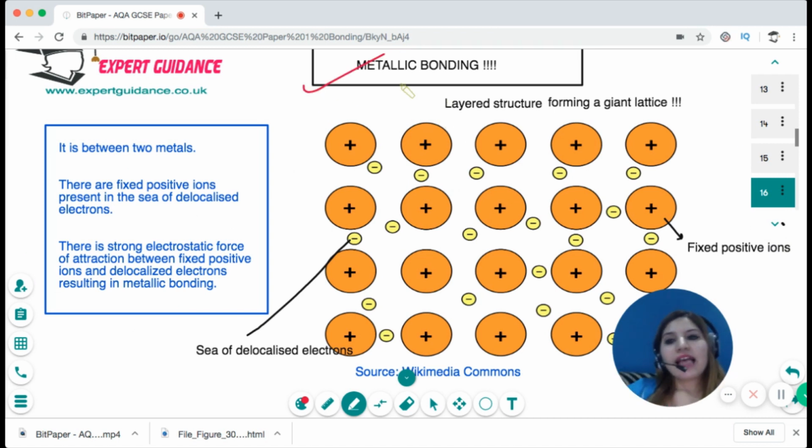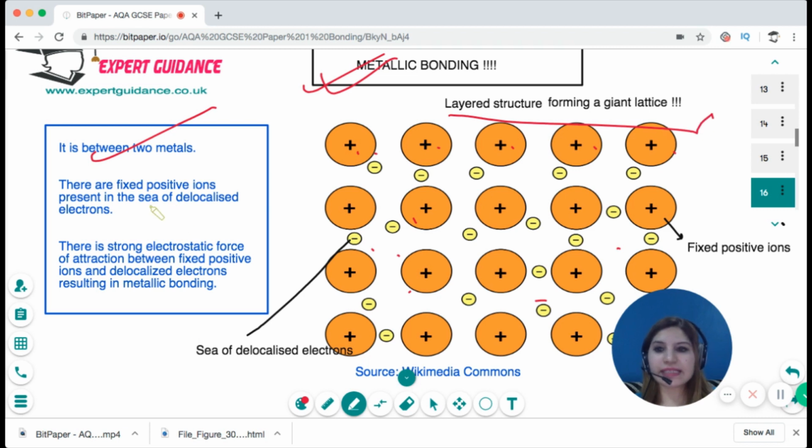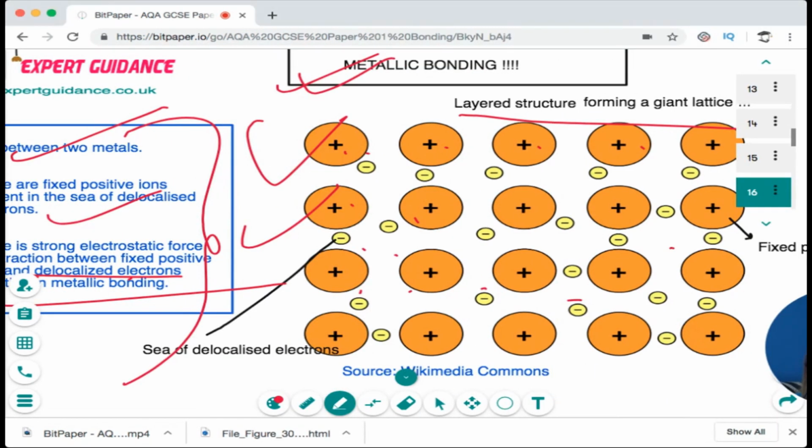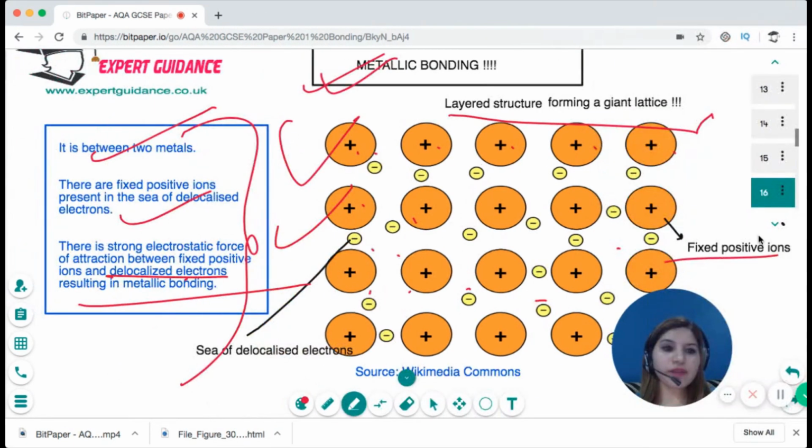Now comes the last bonding, which is the metallic bonding. It is between metals. You can see there are fixed positive ions in a sea of delocalized electrons. There is a layered structure forming a giant lattice, and there are strong electrostatic forces between the oppositely charged ions and the delocalized electrons, resulting in metallic bonding. You should be able to draw this diagram and explain these points: fixed positive ions and delocalized electrons, as you have a lot of properties on the basis of them.